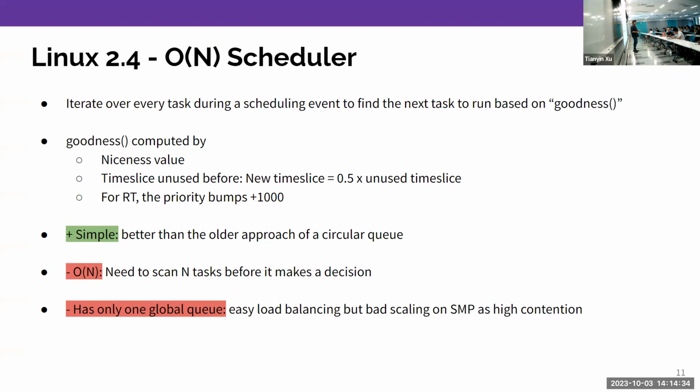Second thing is the time slice that was unused before. For example, if your task had some time slice allocated to it, and it doesn't use a portion of it, half of the unused portion can also be added to the goodness property as an additional weight, because you've been actually good to the scheduler, right? So you're going to get more time to run.